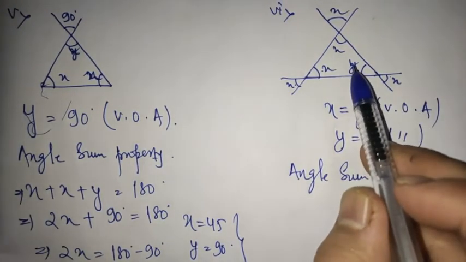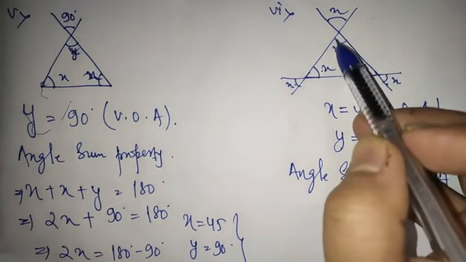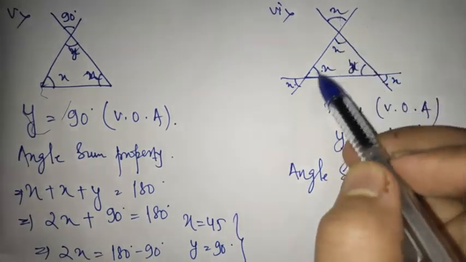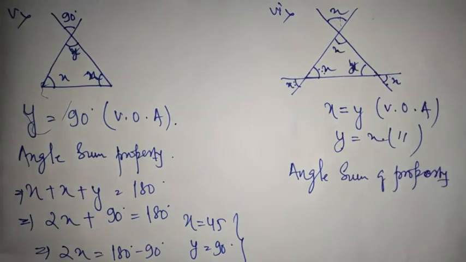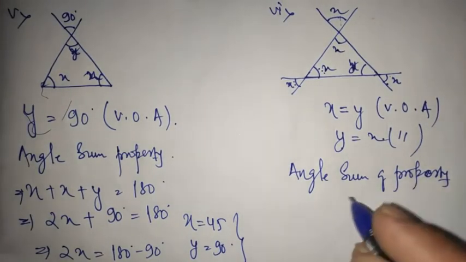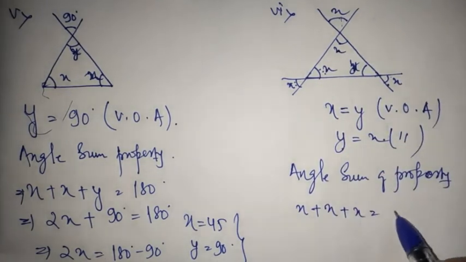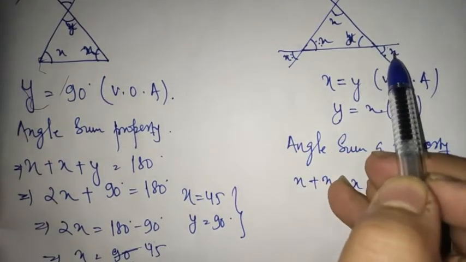So I have written y is equal to x because they are vertically opposite angle. If there is no angle mentioned, you can write this x is equal to x because they are also vertically opposite. So this should be x, this should be x. So you don't know what is the value, but it is given there vertically opposite angle, that is x. Using that we can write x plus x plus x is equal to 180 degree. Why has this become x? Because this is vertically opposite angle.